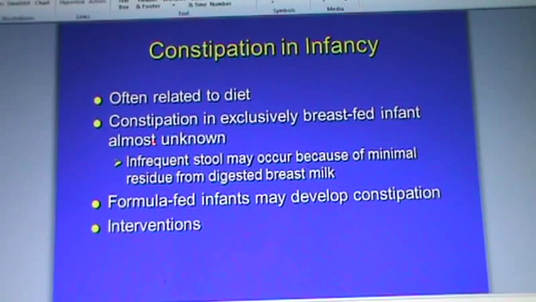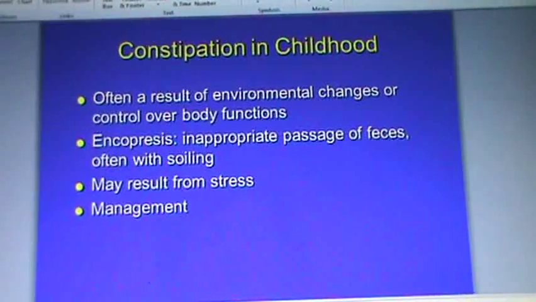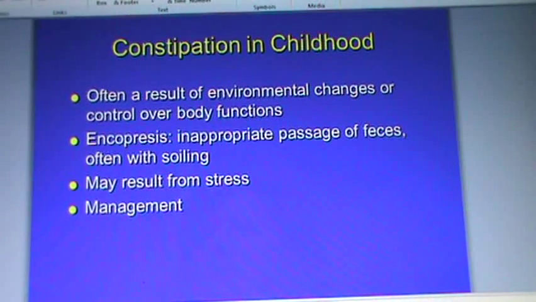Interventions. What interventions can we do for these guys? Often a result of environmental changes in control over body functions. Some little people hold on. And how many times have you couldn't deal with that first urge? You were busy or there was no bathroom around and you said, okay, I'll just wait a while. And then, guess what? Now you can't go. You missed your opportunity. So your body functions work like that, and these little people can do this. They can hold on to it, and that's their way of controlling.